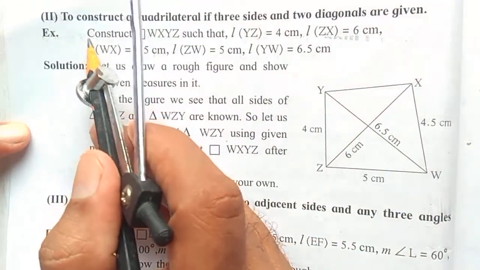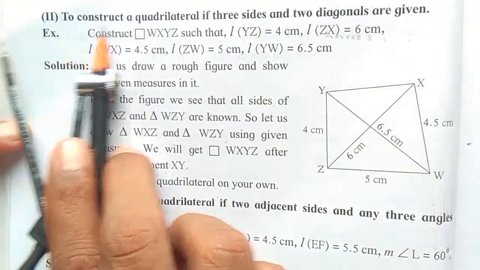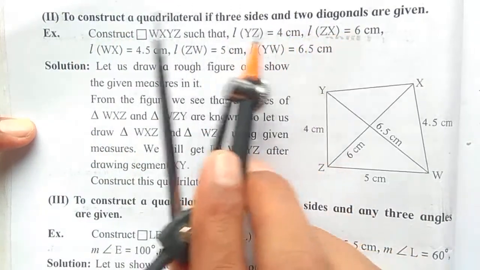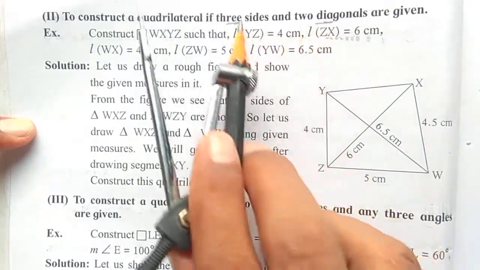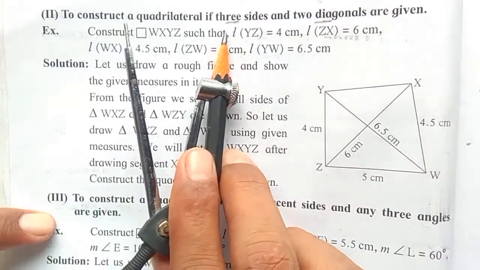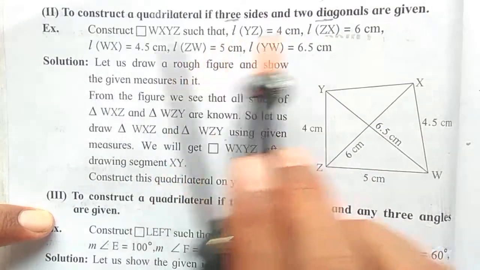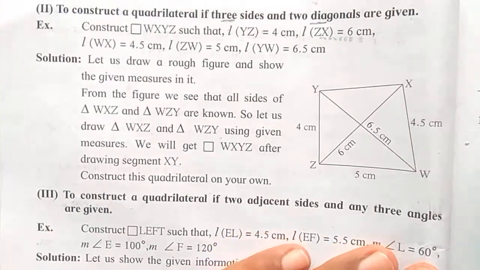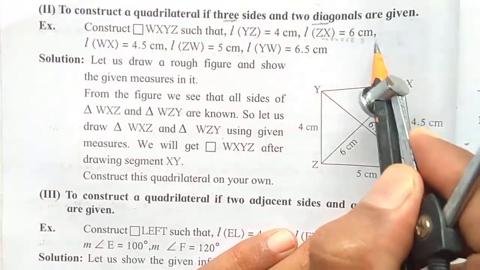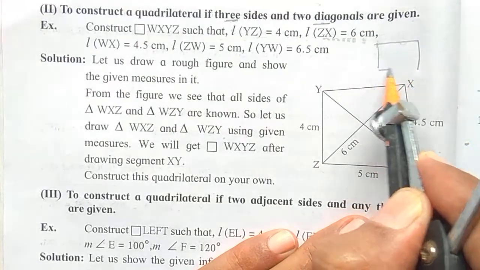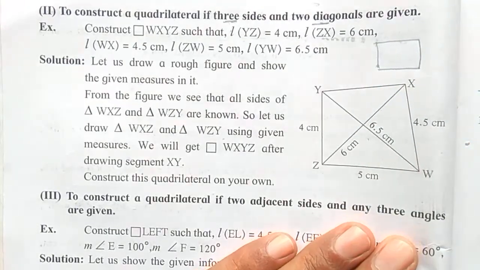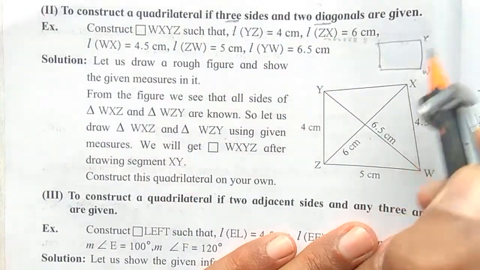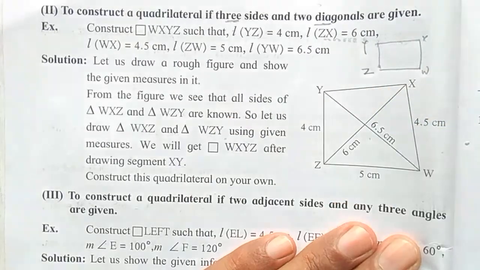Now let us move to second type of construction. What is it? To construct a quadrilateral if 3 sides and 2 diagonals. I can see here 3 elements are given, here 2 elements are given. 3 plus 2, 5. Minimum 5 elements should be there, or else construction of quadrilateral is not possible. Now construct quadrilateral WXYZ. Okay, let us go on drawing the rough figure. Okay, already it is given here. What is the name of the quadrilateral? WXYZ. W, X, Y and Z.